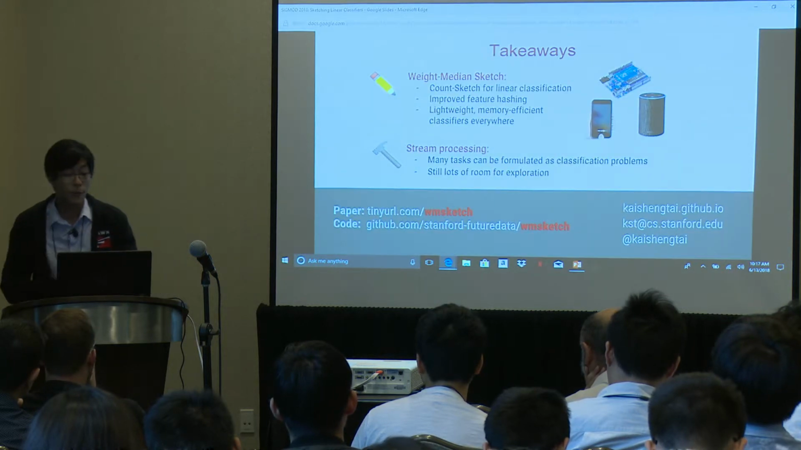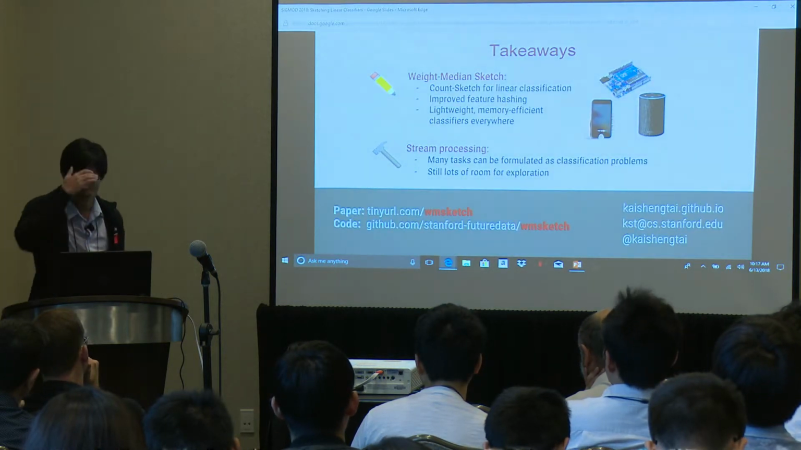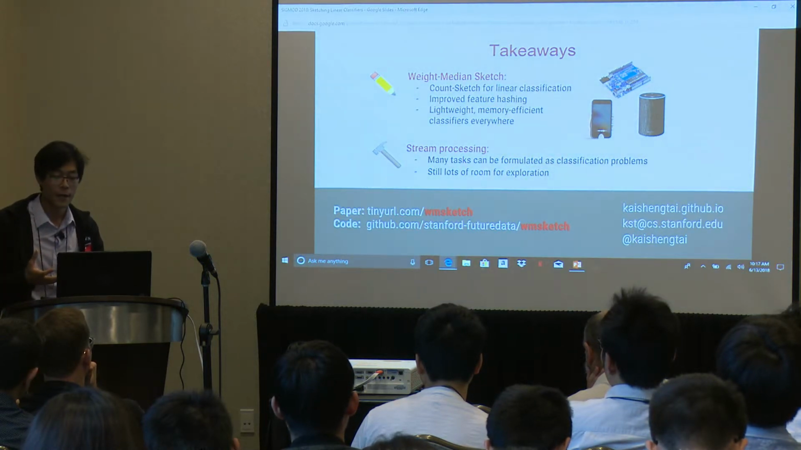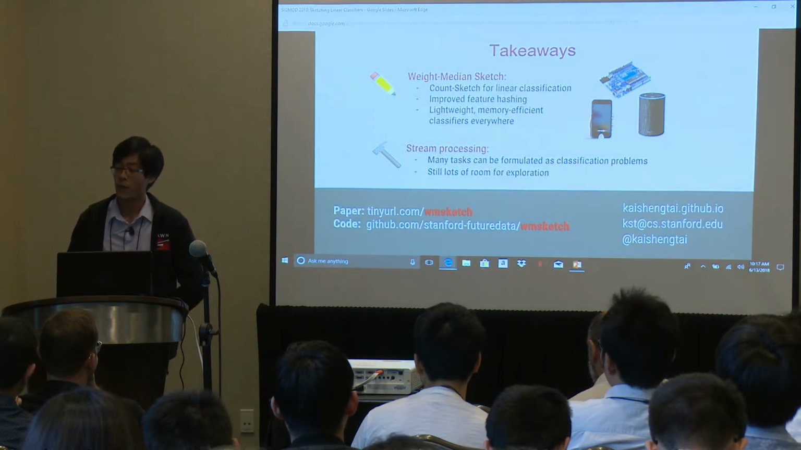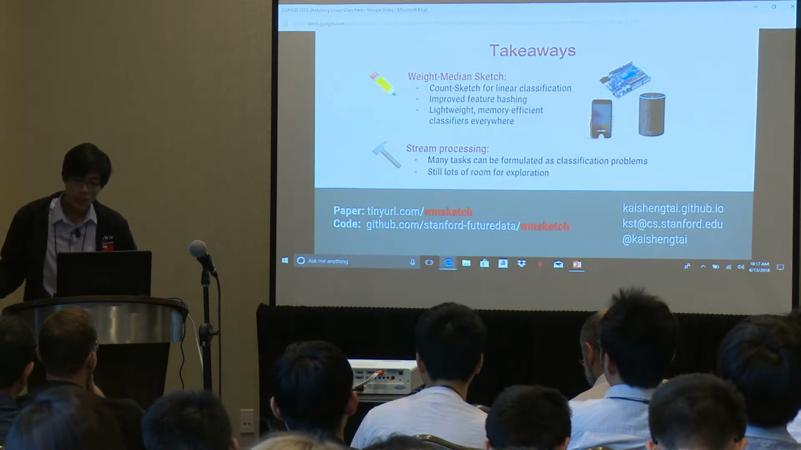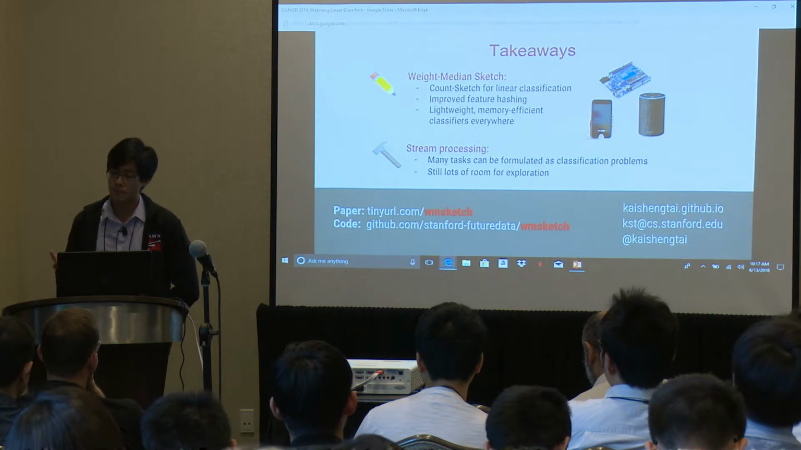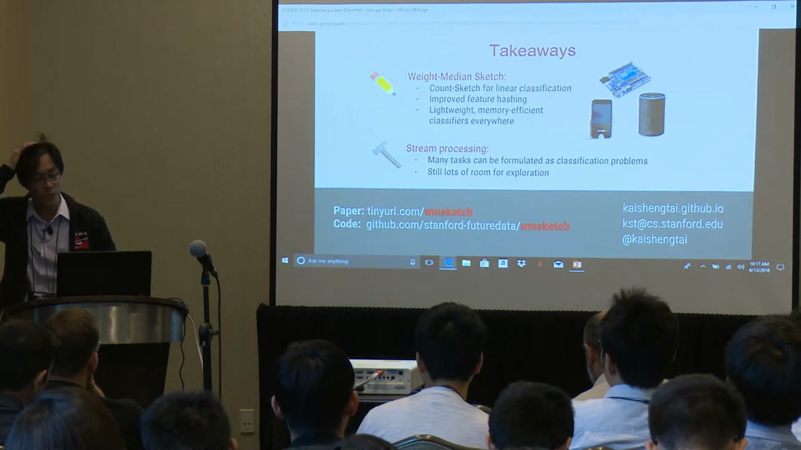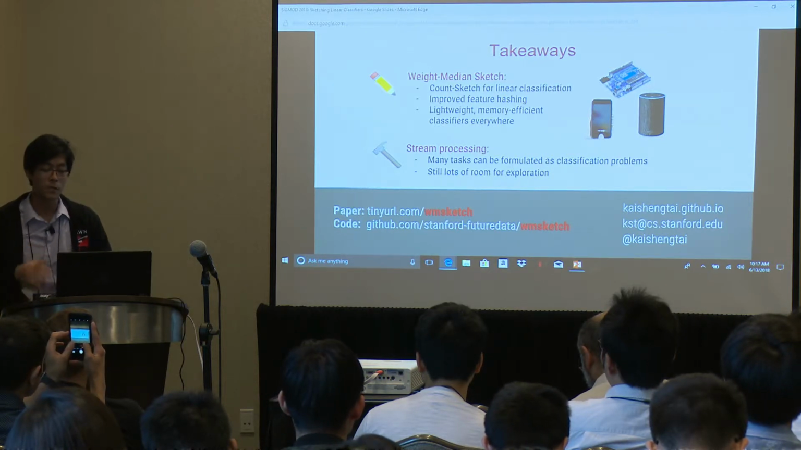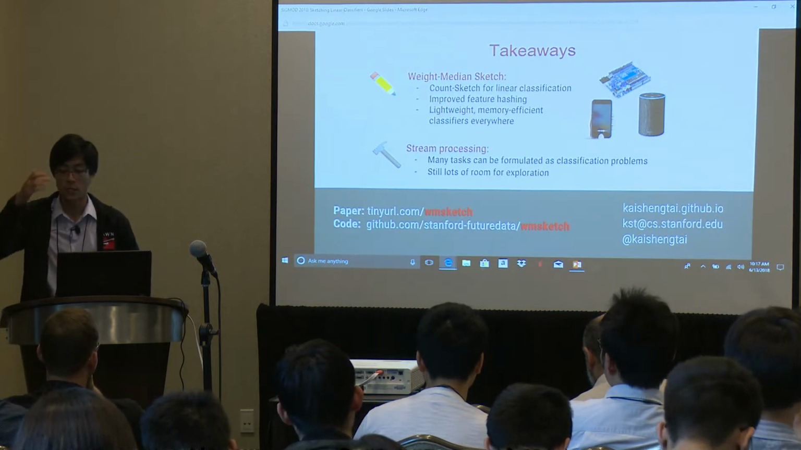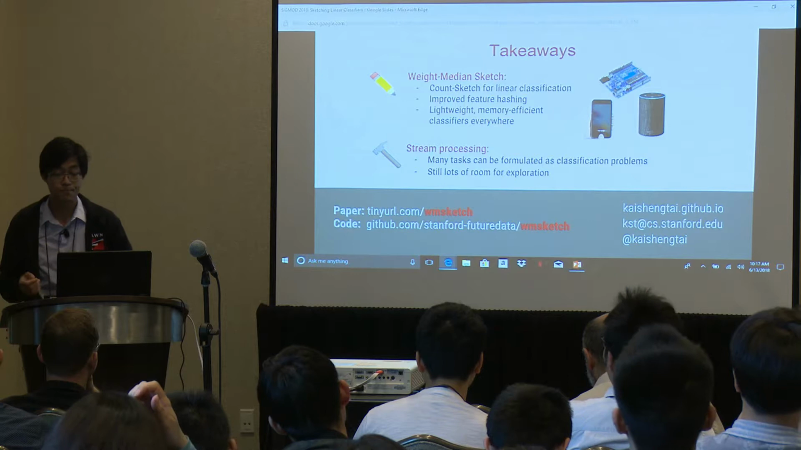I want to finish with some takeaways. In this talk, in this paper, we introduced the weight median sketch, which can be thought of as a count sketch, but for linear classifiers. Another way of putting this is that it's really an improved form of feature hashing. And I think the real promise of this approach is that it enables the deployment of these lightweight, memory-efficient classifiers really everywhere: devices, phones, smart appliances.